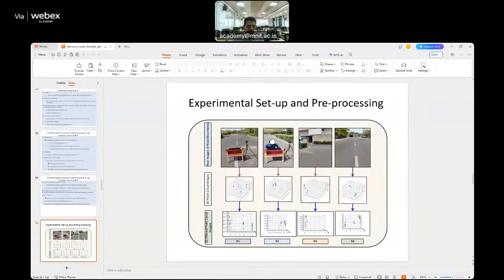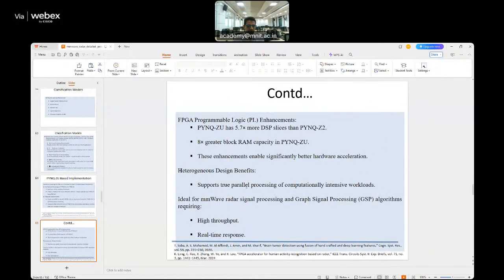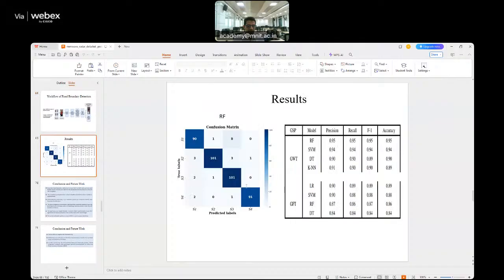So, when we come to the confusion matrix, what we are saying is that when we randomly check, 90 cases were found in the satisfactorily correct way. In one case, S1 was identified as S2. In another case, it was identified as S3. Here you are seeing three cases where S2 is identified as S1. 101 times it is identified as correct.